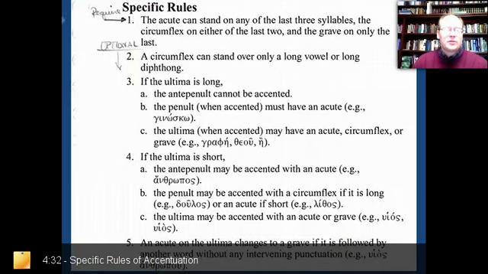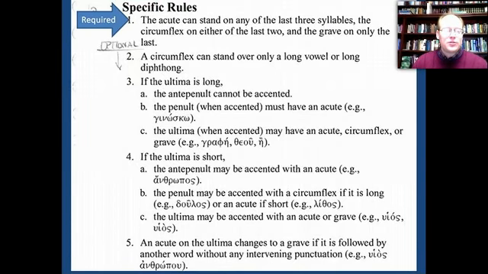When we look at the specific rules, the first one you have to know. The following rules are optional. The first rule states that the acute accent can stand on any of the last 3 syllables. The circumflex can stand on either of the last 2, but only the last 2. And the grave accent can stand only on the last.